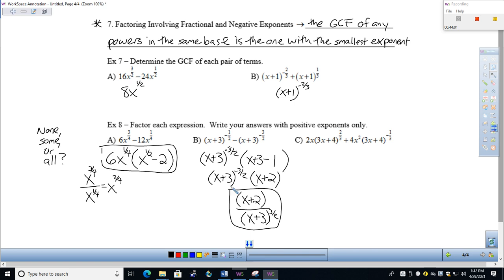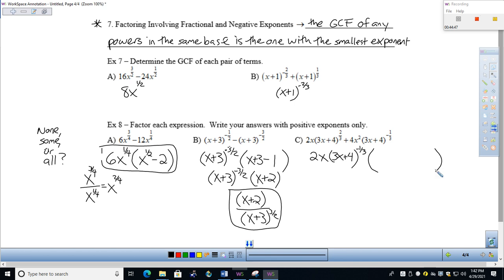All right, let's go try one more. Deep breath. Let's see if we can pull this one off. Greatest common factor, two terms. If it helps you, lightly circle this, and then after the plus, lightly circle that. What's the greatest common factor of 2 and 4? 2. What's the greatest common factor of x and x squared? X. Again, lowest power. What's the greatest common factor of 3x plus 4 to the 2/3 and 3x plus 4 to the negative 1/3? The smaller one. To the negative 1/3.